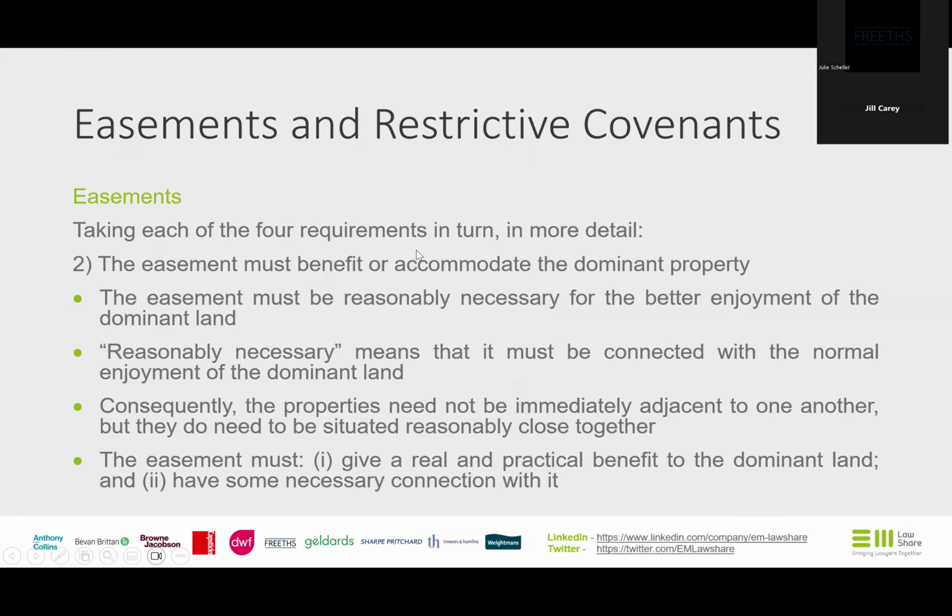The next one, the easement must benefit or accommodate the dominant property. So it must be reasonably necessary for the better enjoyment of the dominant land. Well, that's that word reasonable. We use that all the time in the law. What does it mean? Well, it means it must be connected with the normal use of the dominant land. For that reason, the properties don't need to be immediately adjacent, but they do need to be reasonably close together. And the easements must give a real and practical benefit, and they must be necessarily connected to it.